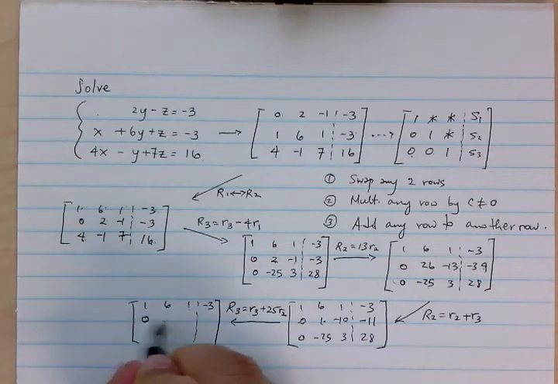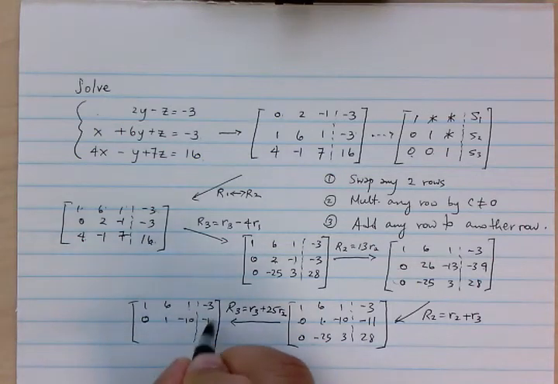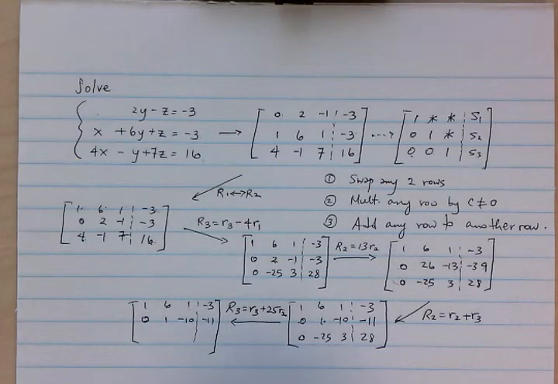R2 is 0, 1, -10, -11. And then the bottom row, row 3, is going to change. We're going to multiply 25 times the middle row, add to the bottom row. So 25 times 0 plus 0, 0. 25 times 1 is 25, add to negative 25, 0.